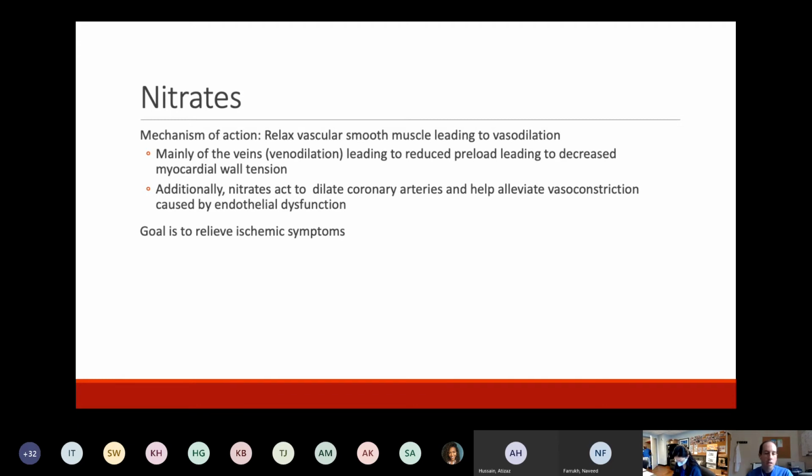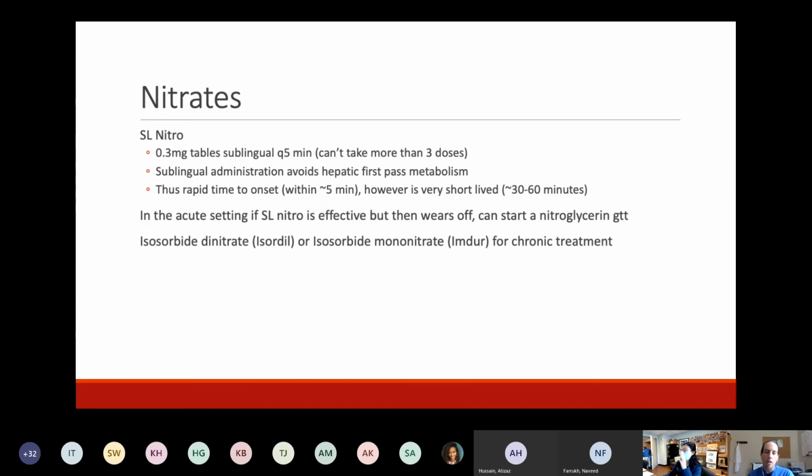So classically, the only good part of MONA is the nitrate and the aspirin. Somebody comes in with chest pain to the ER, they're going to get aspirin and an EKG, and then they're going to give them sublingual nitro right away. The sublingual administration avoids the first-pass metabolism in the liver, so you get very rapid onset within a couple minutes or so, but the effect is very short-lived.